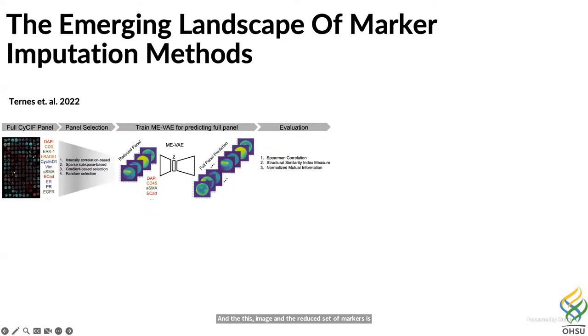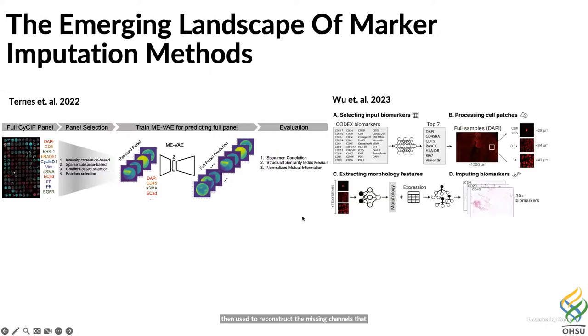The reduced set of markers is then used to reconstruct the missing channels that correspond to the withheld markers. The next method was proposed by a group at Stanford and is a three-step process. First, a concrete autoencoder is trained to learn a representative subset of 7 markers. Then a multi-scale representation of each cell for each marker is fed into a ResNet to learn morphological features for each cell.